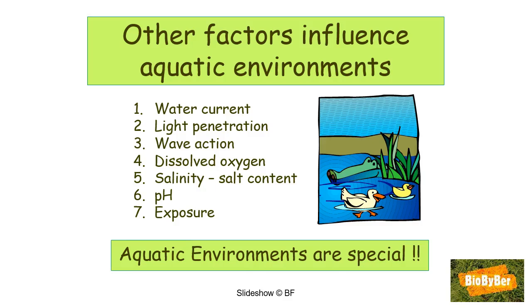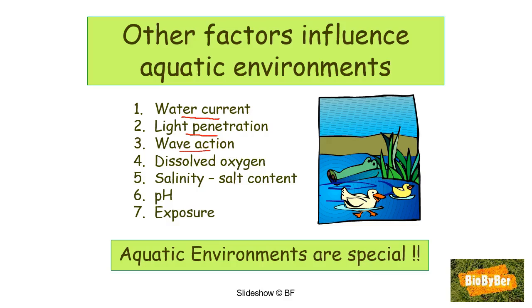Well, if we are talking about aquatic environments, for example, like a river, then water current can affect the organisms in a river. Some organisms like to live in fast-flowing water. Other organisms will like a slow-moving stream. Light penetration: how deep down does the light go? For example, the Titanic is in pitch black. The light does not penetrate down that far.